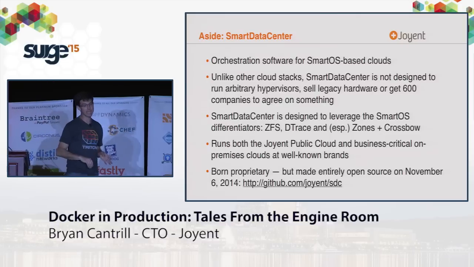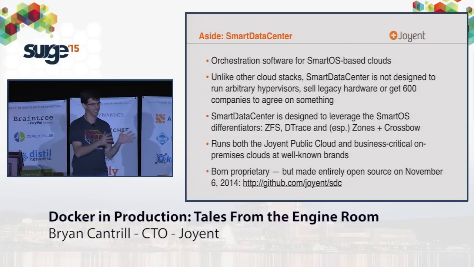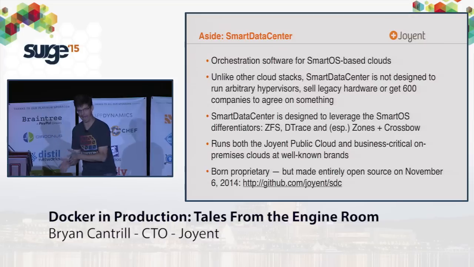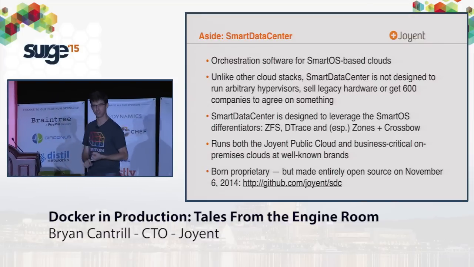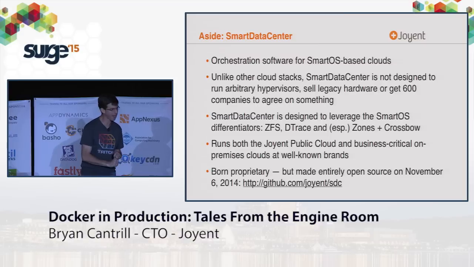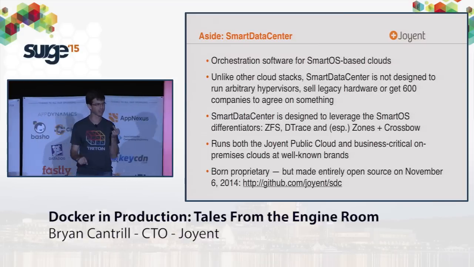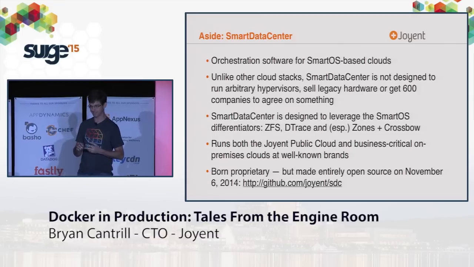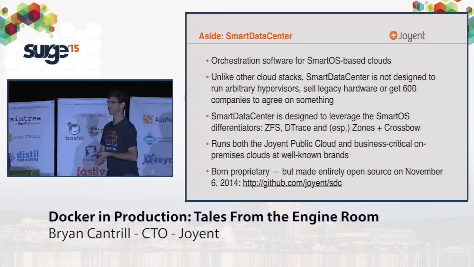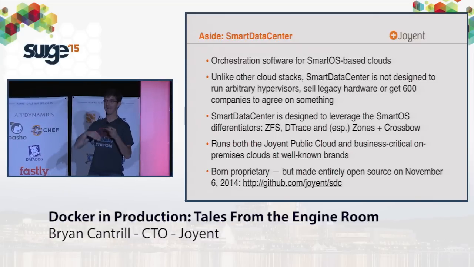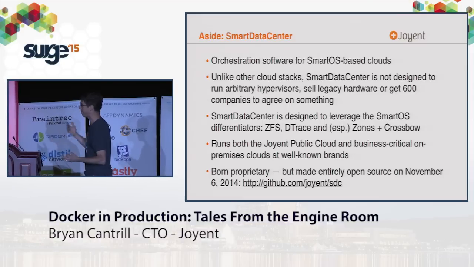And just to be clear about SDC, Smart Data Center is actually designed to get things done and actually operate an actual cloud. It's not designed to run arbitrary hypervisors. We're not trying to sell legacy hardware. We're not trying to sell you a SAN. We're not trying to sell you blades. We're not trying to get 600 companies to agree on anything. Yes, that is the number of companies that are in the OpenStack Foundation, 600 companies. The last time 600 companies agreed on something that had a positive outcome was World War II. You can't get one company to agree on anything, let alone 600.